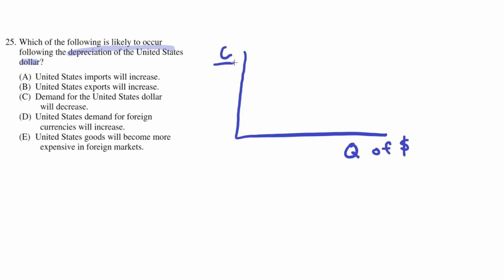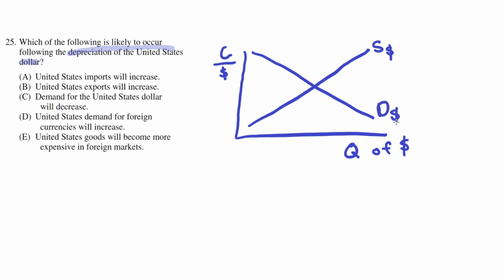So to answer this, first let's draw out the Forex market. The Forex market is the following graph where on the x-axis is the quantity of dollars, and on the y-axis is the other currency, which we'll represent as C over dollar. Now there are two sloping lines on this market, an upward sloping curve and a downward sloping curve. The upward sloping curve represents the supply of dollars, and the downward sloping curve represents the demand for dollars.